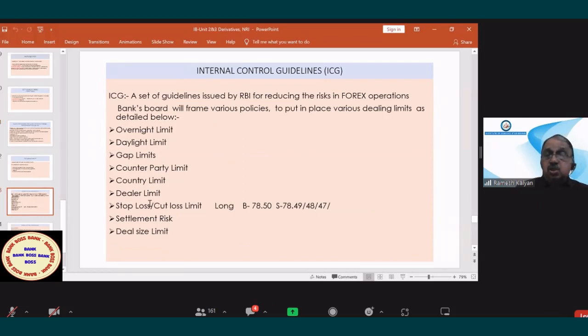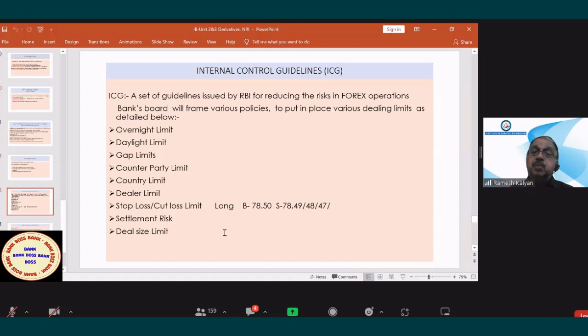Okay. And stop loss limit, cut loss limit, what is it? They can ask what is a stop loss limit. Stop loss limit is: if the rate is unfavorably moving, you cannot indefinitely wait. Already the bank has fixed a stop loss limit depending upon the risk appetite of the bank. Risk appetite means, I will explain, the ability to absorb the losses based on the financial position. Example, State Bank of India, South Indian Bank. Bigger bank is State Bank of India.